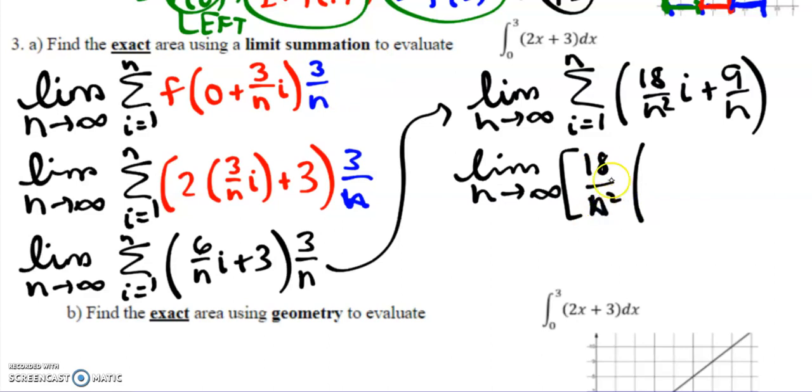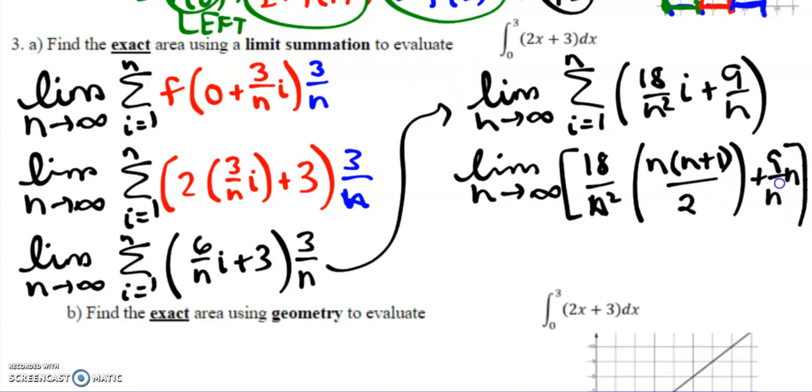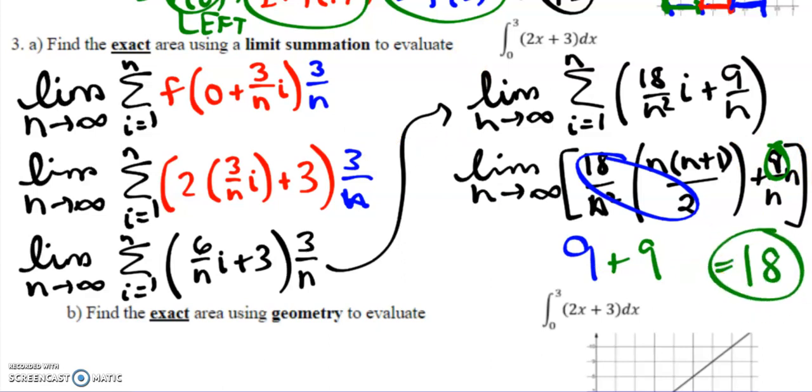That's an n. This would be n plus 1 over 2. Plus, this becomes 9 over n times n. You can take some time to show that step for yourself. So now this limit, all this is even. I get 18 over 2, which is 9, plus 9 for a grand area of 18.